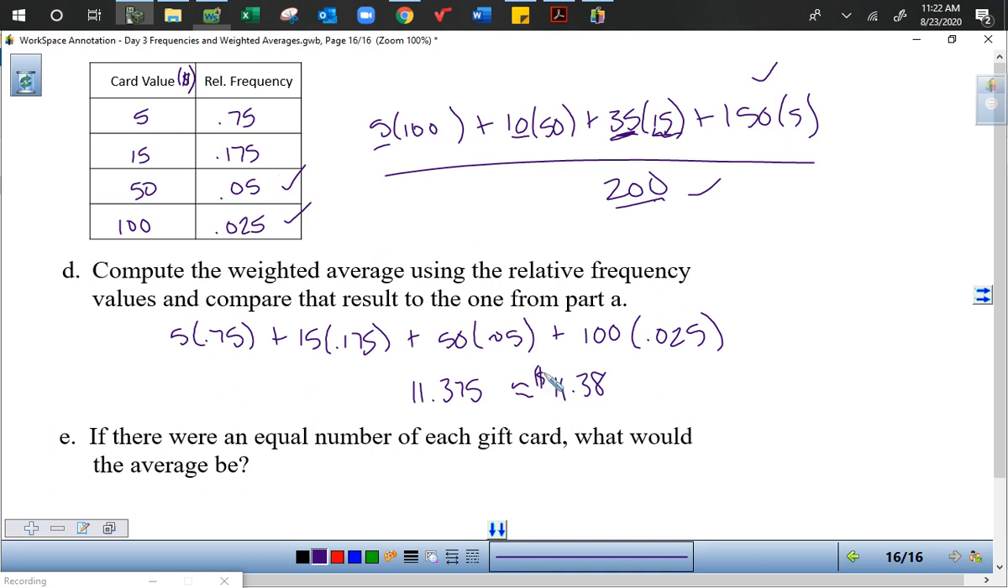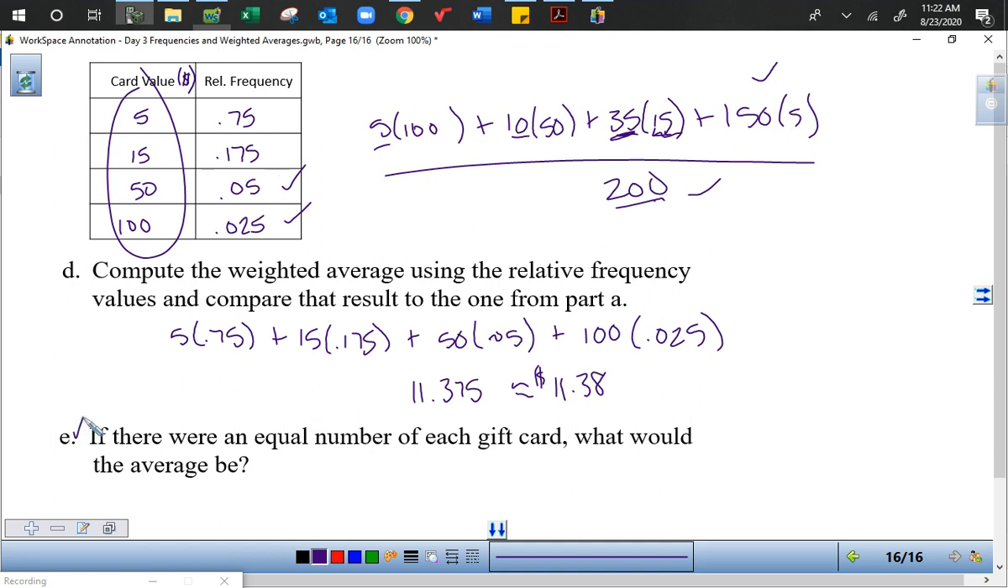Now, last question says, well, what if there were an equal number of each gift card? What would the average be? Just like on the front side when we had all of those different weights, I said we can't just add up the weight classes and divide them by 6 classes. That wouldn't give it, because there are more members weighing 120 than there were the 285. We can't just take all of these and divide by 4, because there's different numbers of each card.